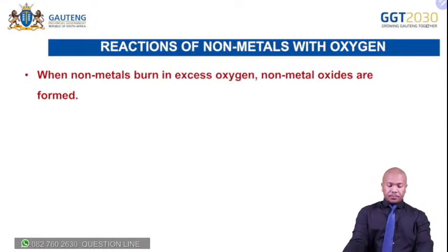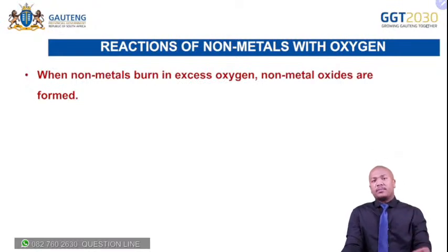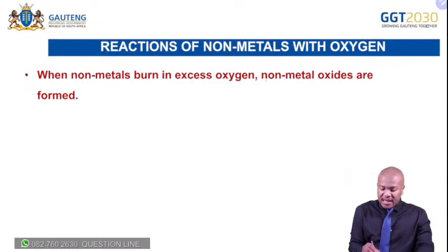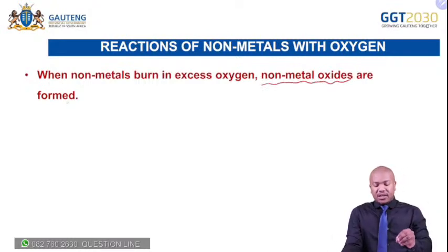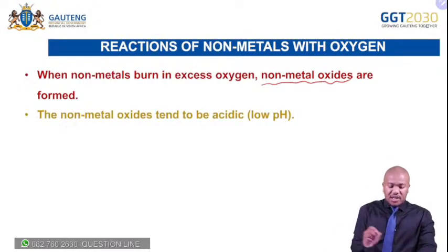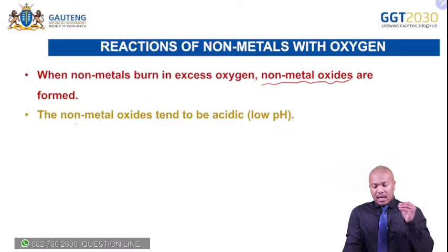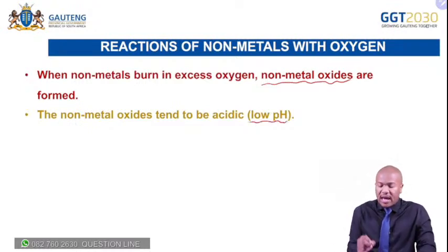Now, moving on. When nonmetals burn in excess oxygen, the product, which is a nonmetal oxide, is formed. So it reads as follows. It says, when nonmetals burn in excess oxygen, nonmetal oxides are formed, right? So therefore, the nonmetal oxides tend to be acidic. What do you mean by that? They have a low pH.